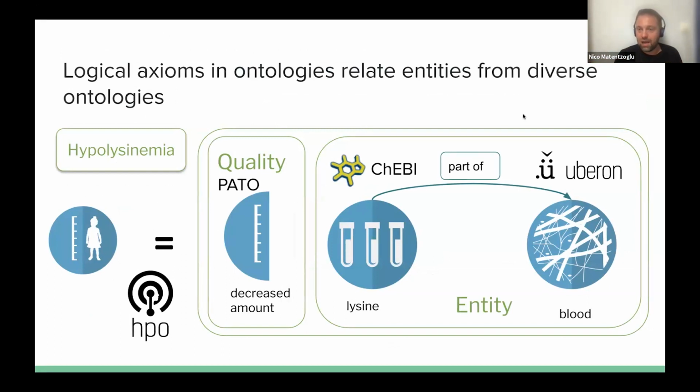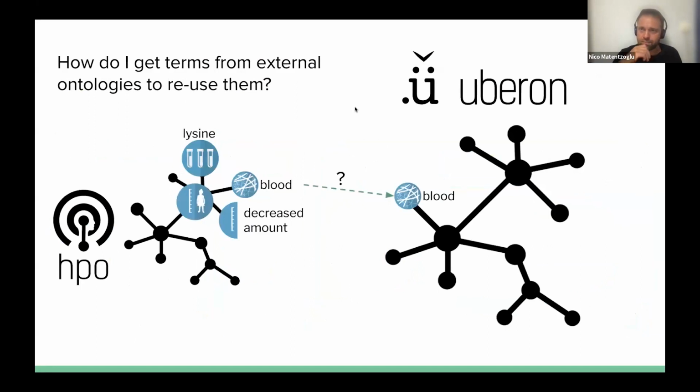This is a relatively simple example where we are trying to define the concept of hyperlysinemia, which is in the Human Phenotype Ontology, in terms of a quality in PATO, which is decreased amount, and in terms of an entity, which is lysine in ChEBI, and blood in Uberon. So this is basically a logical decomposition of this hyperlysinemia term. A lot of what we call ontology engineering is coming up with axioms like this. And this brings us to a bunch of problems.